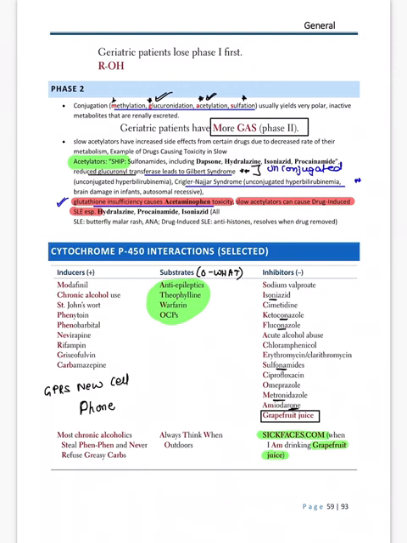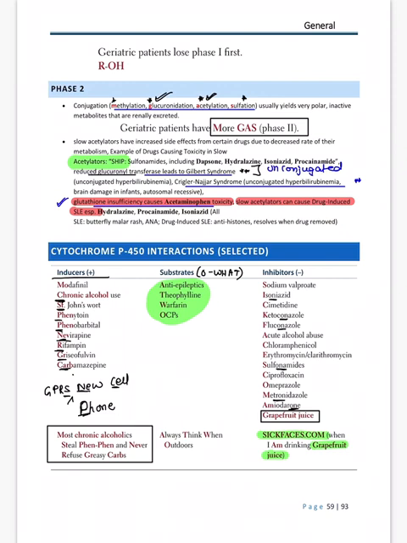Now coming on to the inducer mnemonic. We won't read this one because it's tougher. That is GPRS, new cell phone. G for griseofulvin, P for phenytoin, P for phenobarbital, R for rifampicin, S for smoking or nicotine, or S for steroids. N for nevirapine. Then cell phone: C for chronic alcohol abuse, C for carbamazepine, and P for phenytoin or phenobarbital.